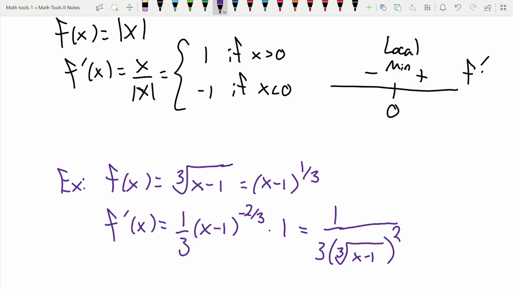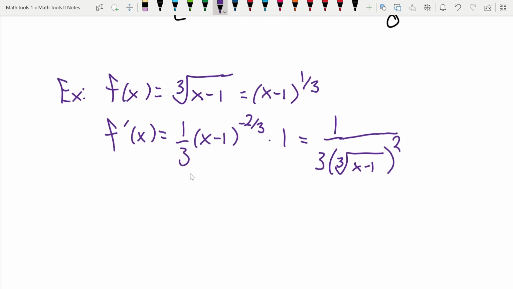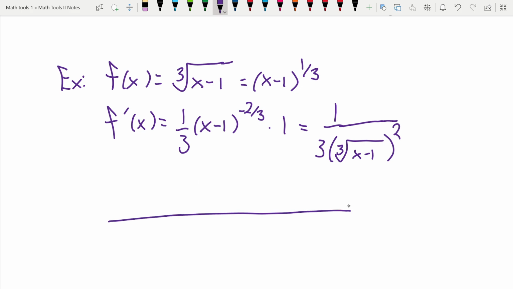So this one, if we go to do a sign chart here for f prime, our only critical point should be at the point x equals 1, right? Because that's going to make this 0, which is going to make the whole denominator 0. So we'll put 1 here.